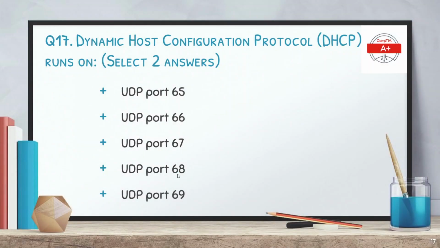Question number 17 is Dynamic Host Configuration Protocol or DHCP runs on, we have to select two answers: UDP port 65, UDP port 66, UDP port 67, UDP port 68 or UDP port 69, and the correct answers are UDP port 67 and UDP port 68.